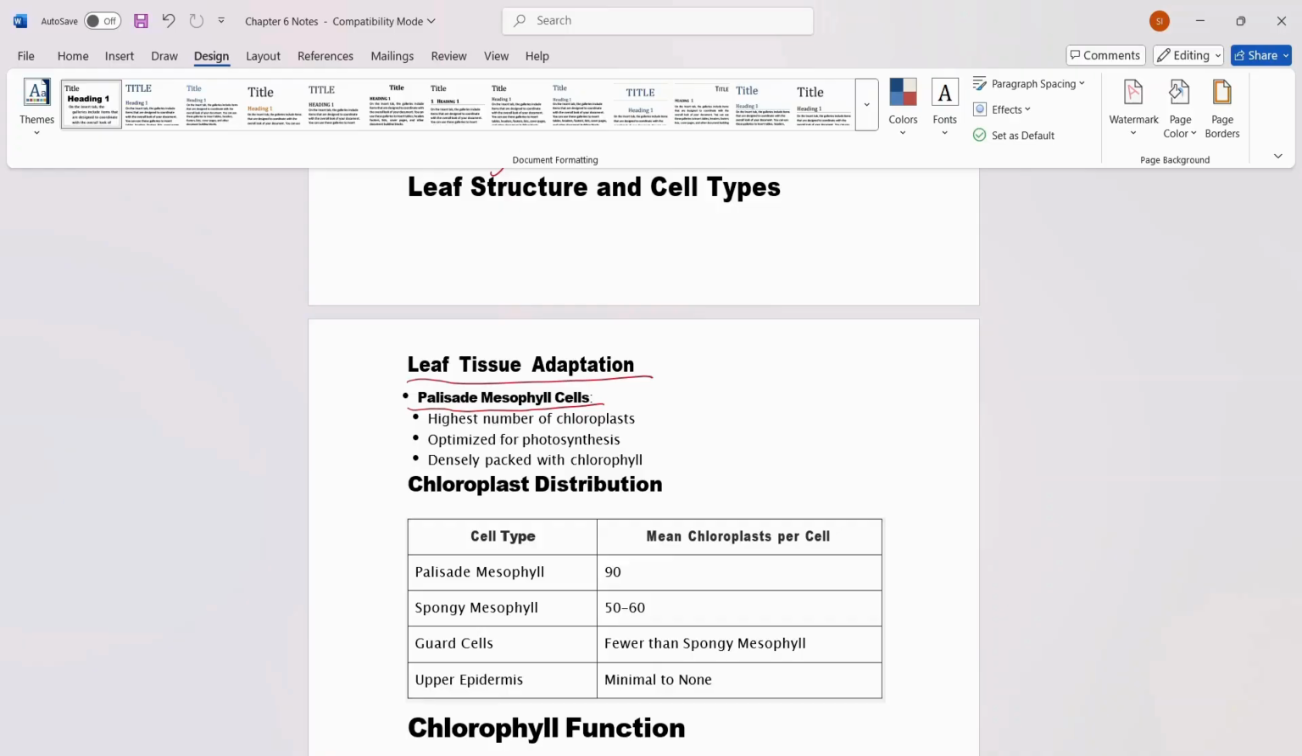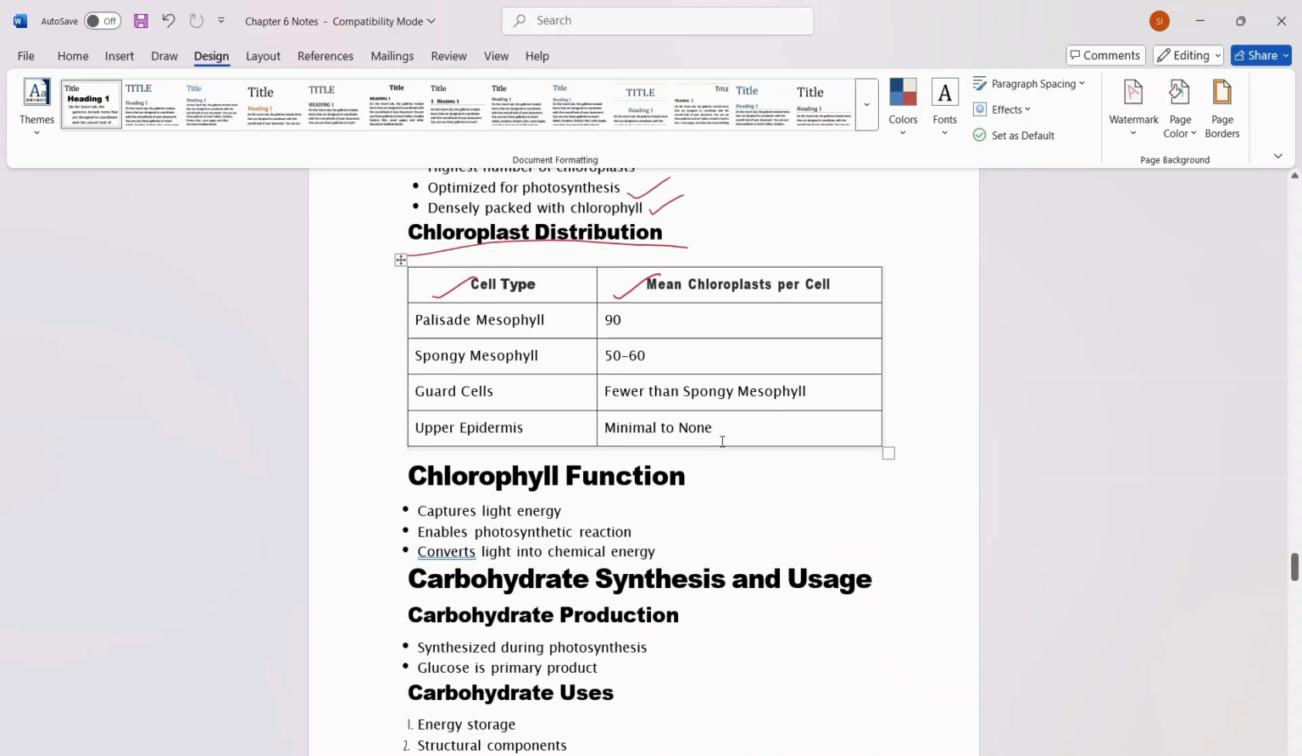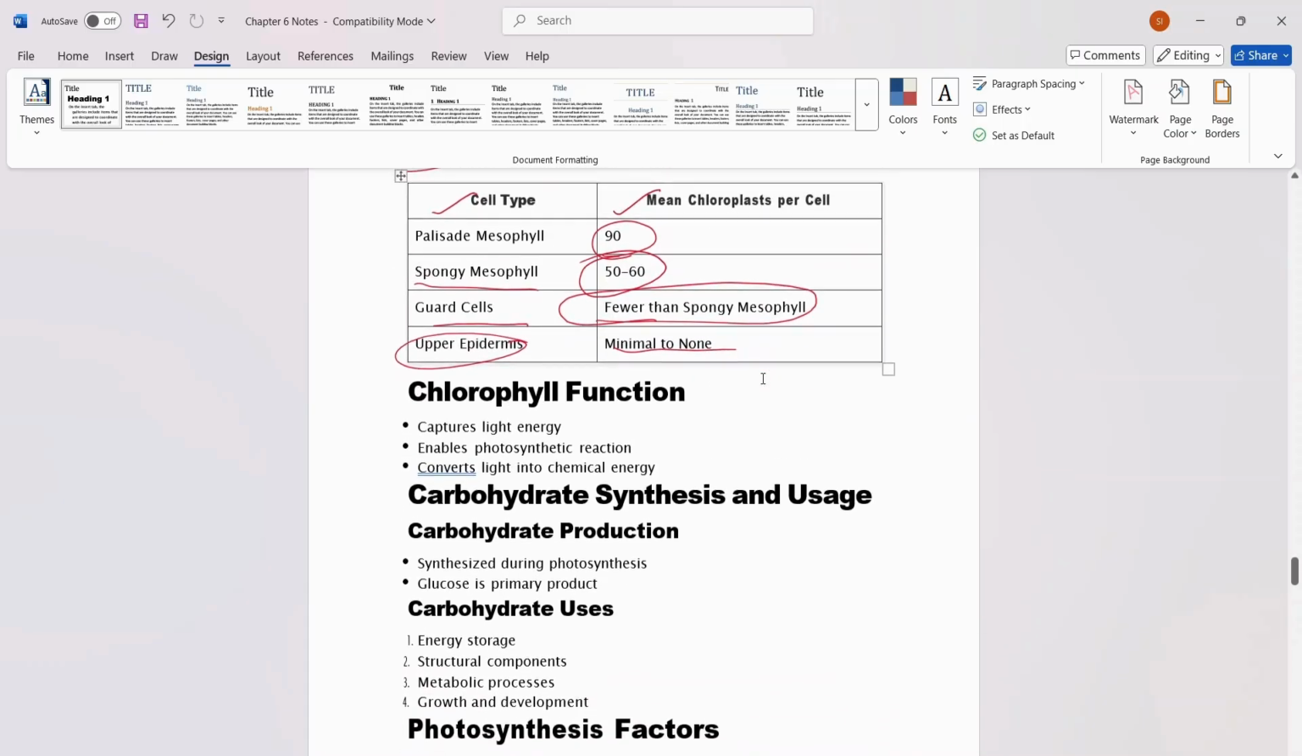Here is the highest number of chloroplasts found, optimized for photosynthesis, densely packed with chlorophyll. Now, chloroplast distribution, cell type and mean chloroplast per cell. In palisade mesophyll we have approximately 90, in spongy mesophyll we have around 50 to 60, guard cells have fewer than the spongy one, and in the upper epidermis we have minimal or no chloroplasts.